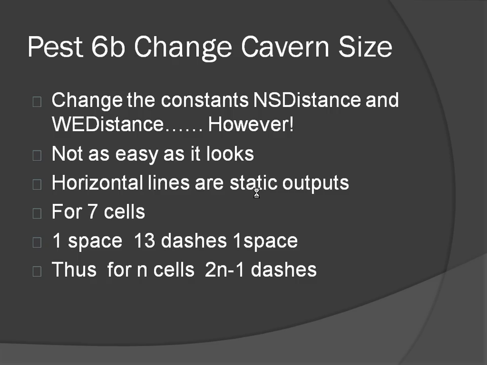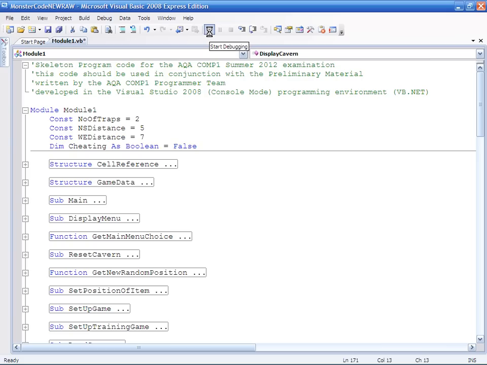At first glance, it looks like I want to make the cavern bigger. I can just change the constants, NS distance and WE distance, the north-south and east-west distance. Unfortunately, that's fine for north and south, but the east and west is problematic. Basically, the horizontal lines are static outputs. I'll just show you what that means.